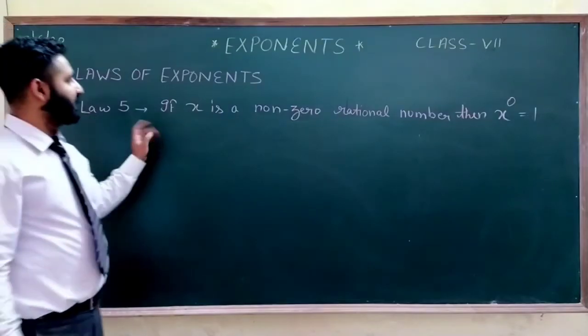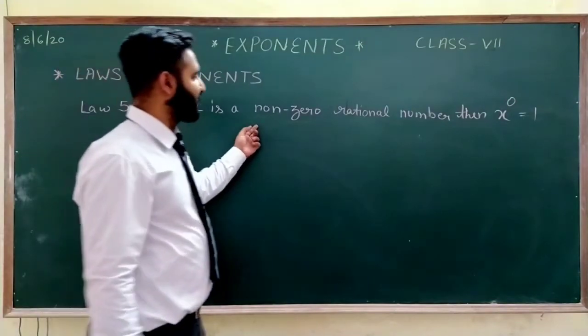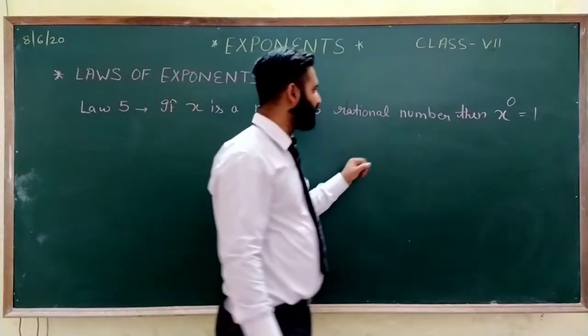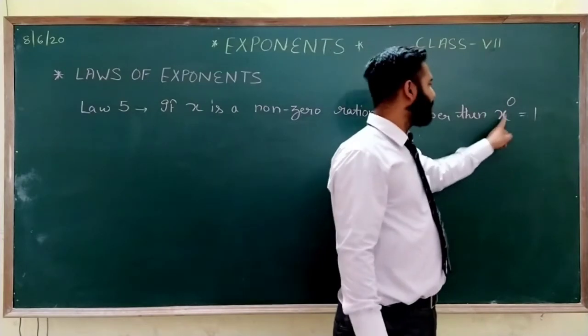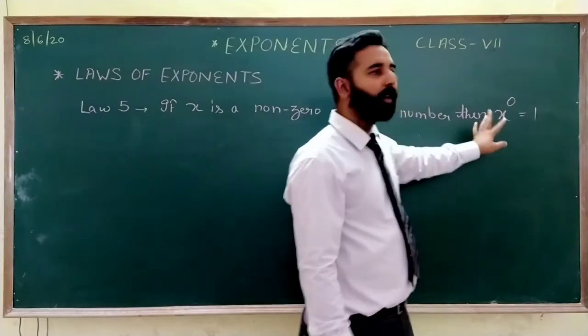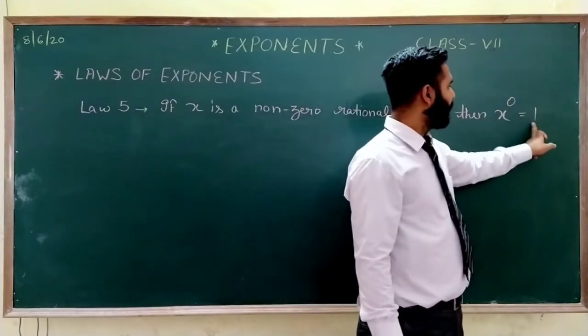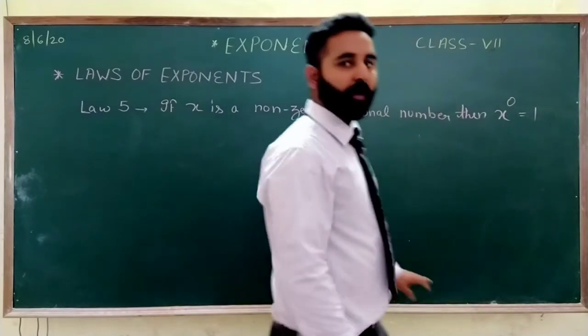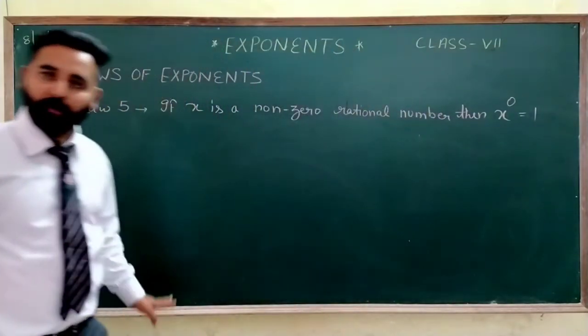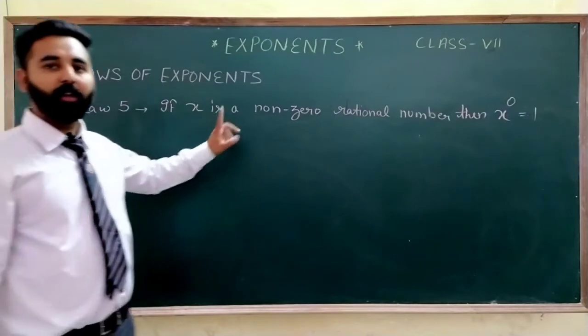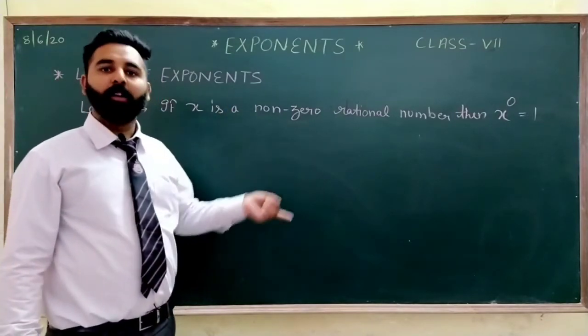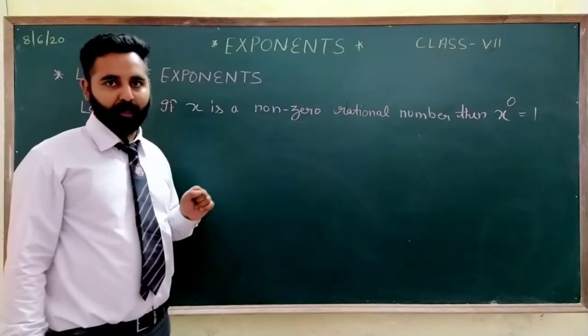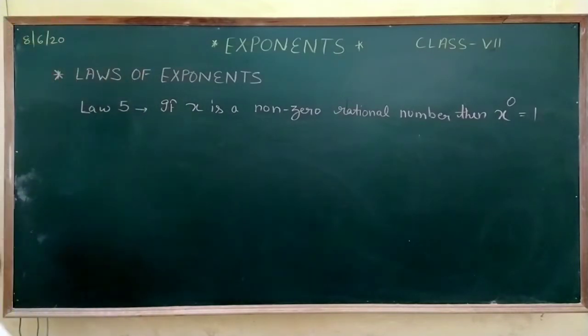The law of exponents says if x is a non-zero rational number, already we have discussed, then x raised to power 0 means any number with power 0, the value is equal to 1. Means if we have any number and that number has power 0, then its value is equal to 1. Let us see this with the help of an example.